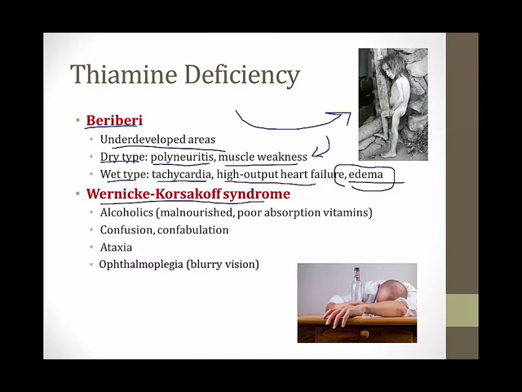Wernicke-Korsakoff syndrome is a syndrome that develops among alcoholics. They are malnourished and they have poor absorption of vitamins, including thiamine. They can develop confusion and confabulation and ataxia and ophthalmoplegia, which can lead to blurry vision. And I talk about Wernicke-Korsakoff syndrome in more detail in the neurology modules.